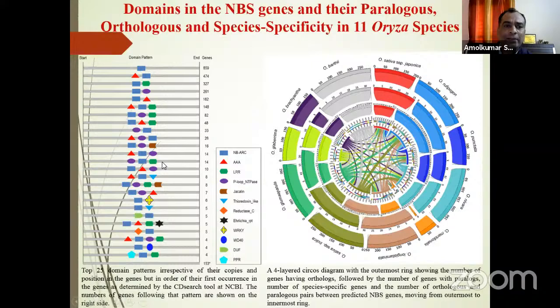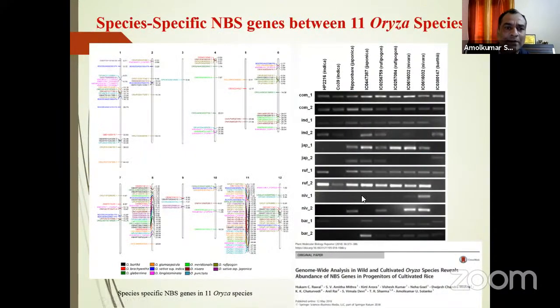Then we also identified different domains of these NBS-LRR genes along with the NBS-LRR, and we also identified paralogs present within, or orthologs among, different species, and species-specific genes, so that there are some genes which are present only in a particular species. This is the genetic map on which these species-specific genes have been put. And again we observed that on chromosome 11 most of these genes have been identified.